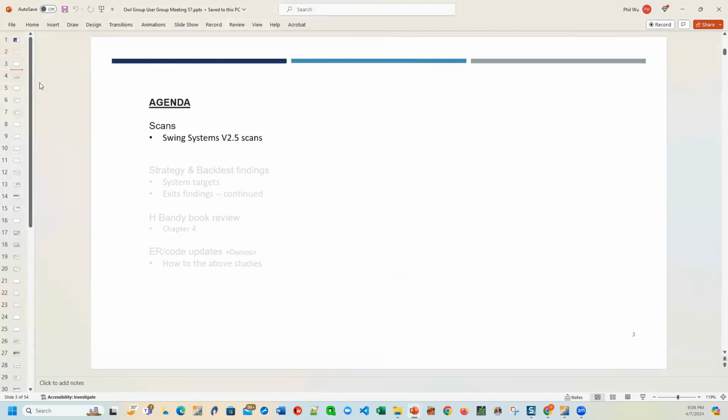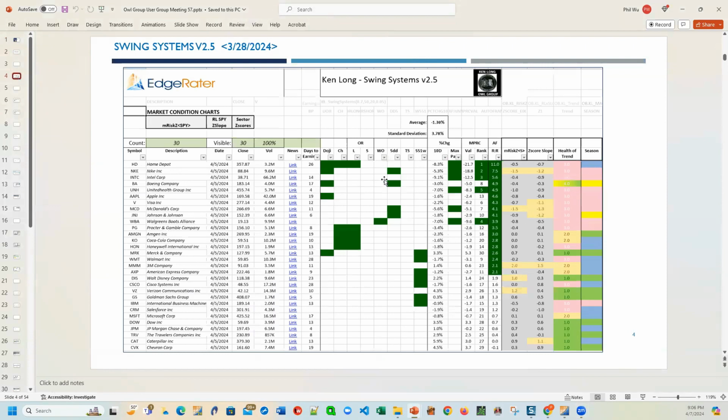So in terms of the system scans, this past week on the Dow industrials, a number of signals were triggered for channeling, for overreaction, washout 5DD, as well as 551W. So it's quite active this past week.